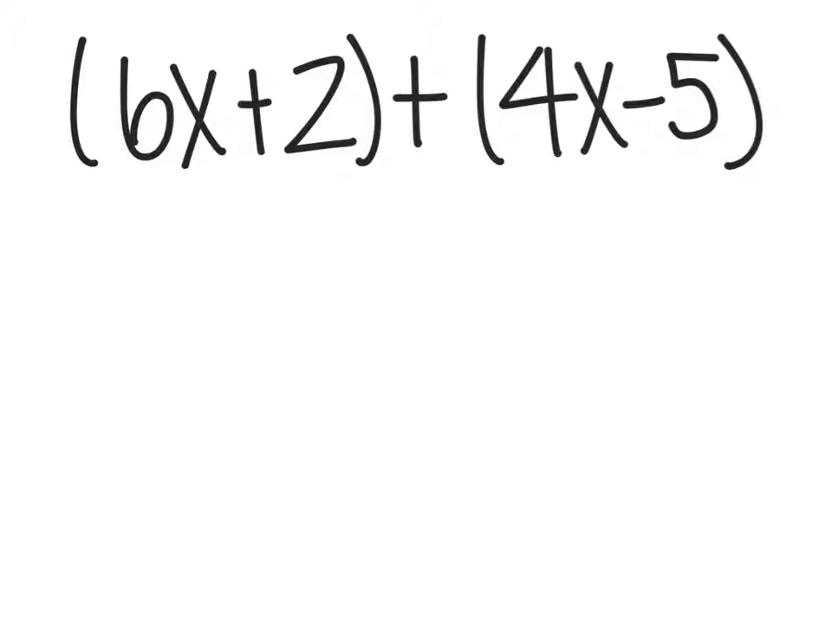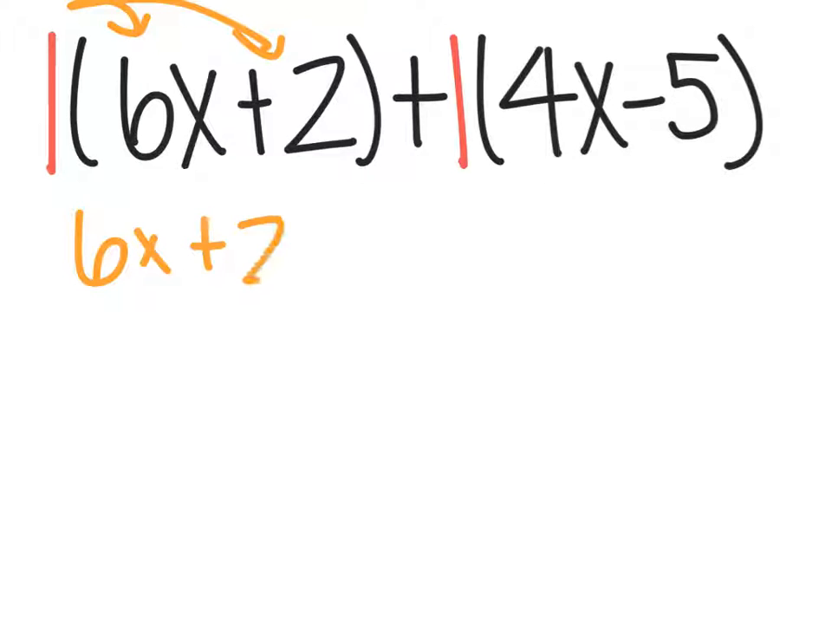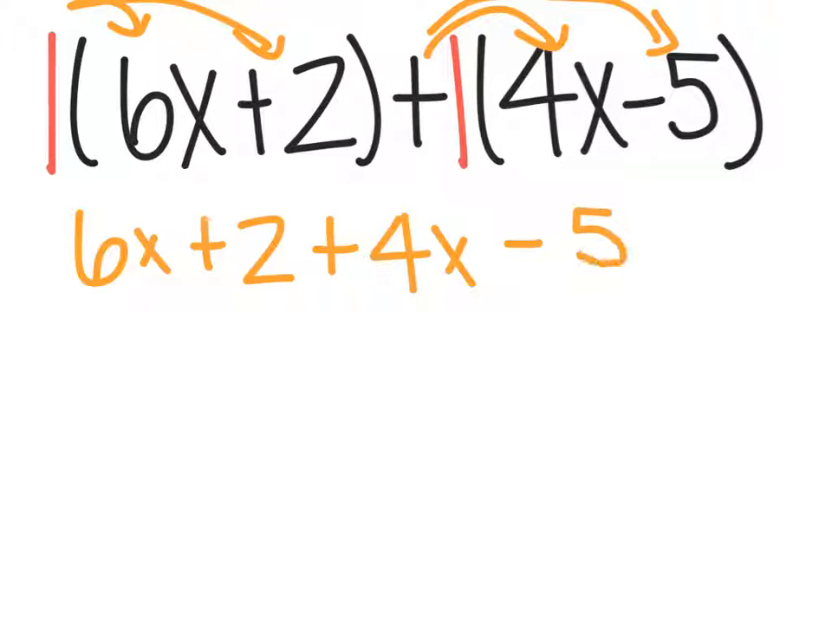So remember, if I don't have a number in front of my parentheses, that number is a 1. So I'm going to go ahead and put a 1 there, and then I'm going to distribute. So 1 times 6x would be 6x, and 1 times 2 would be 2, and 1 times 4x would be a positive 4x, and 1 times negative 5 would be a minus 5.